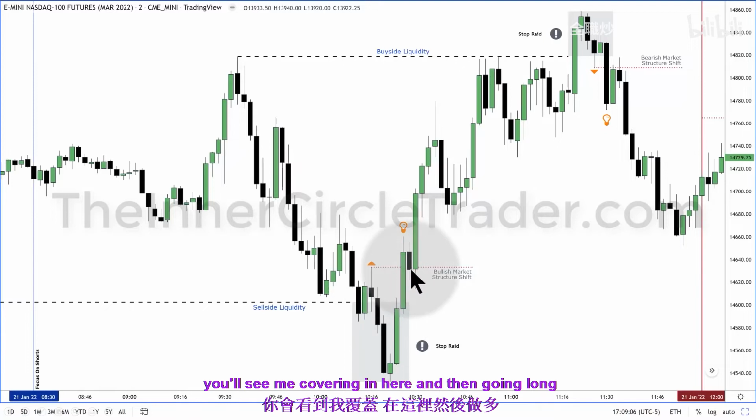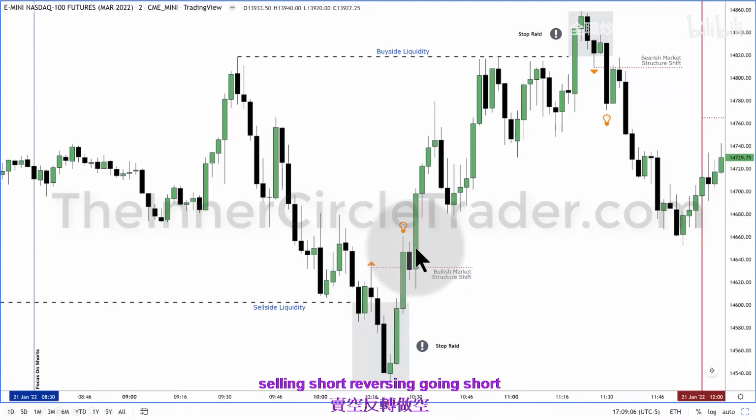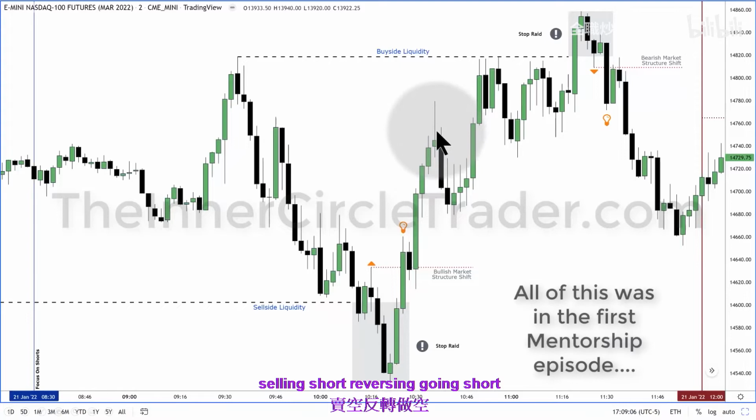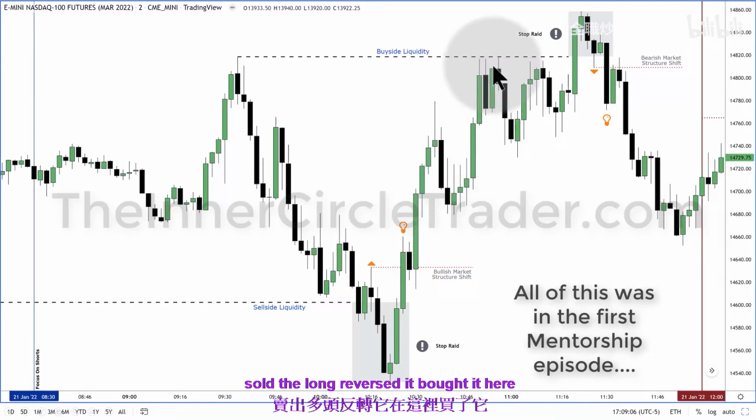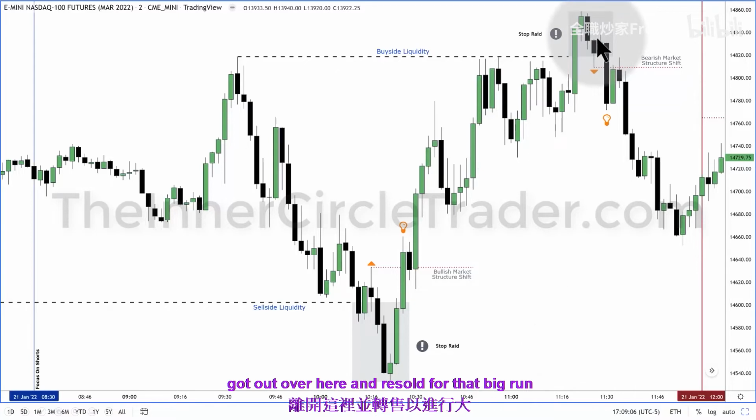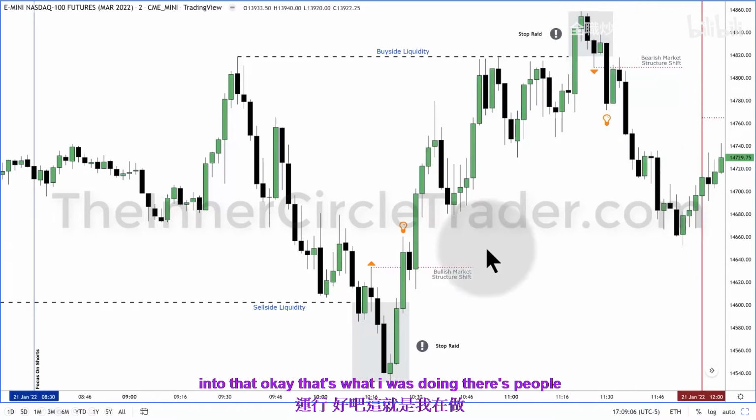and then you'll see me covering in here and then going long, selling short, reversing, going short, buying long in here inside the order block, rallied up, sold the long, reversed it, bought it here, got out over here and resold for that big run into that. Okay. That's what I was doing.